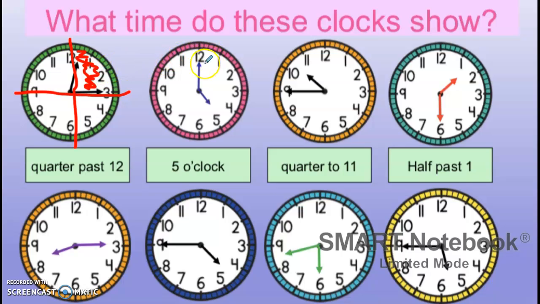The pink clock next door, you should clearly be able to read that. Yep, 5 o'clock. So we're moving on. I'm going to partition this orange clock into quarters, okay? And it's a quarter to something. What time is it about to be? Yes, it's not quite 11 o'clock, but it's about to be, so it's a quarter to 11.